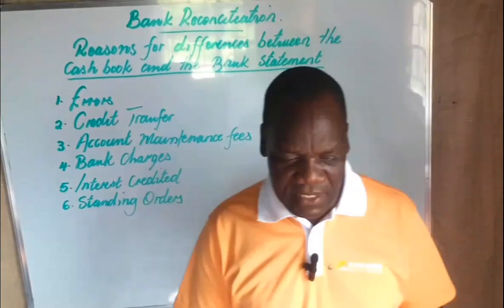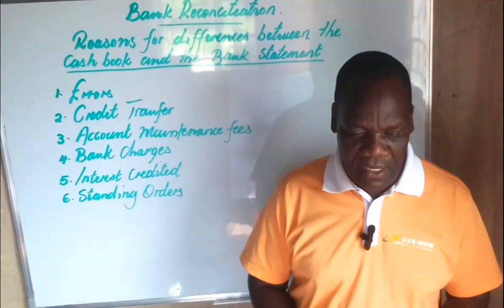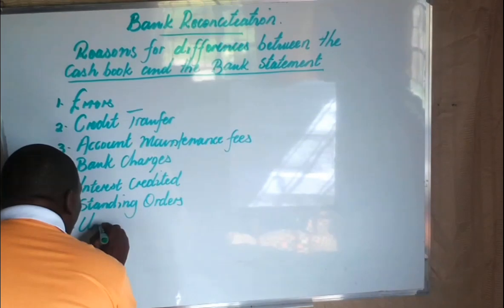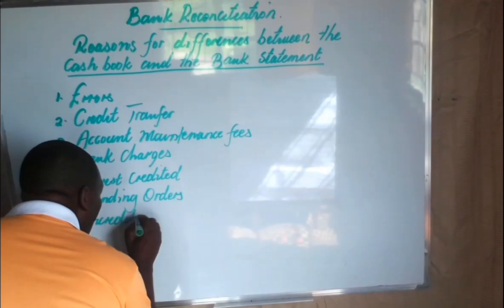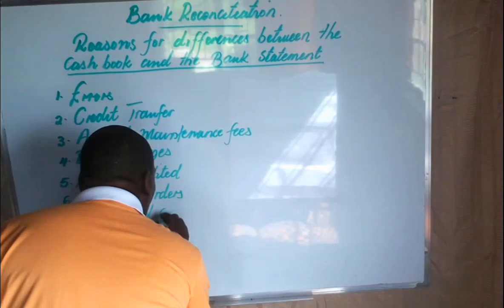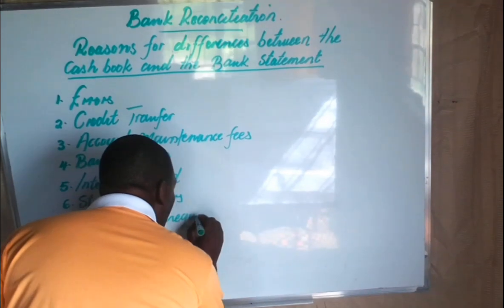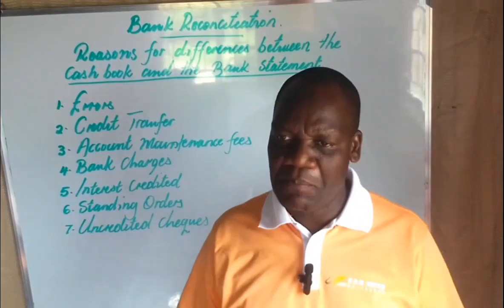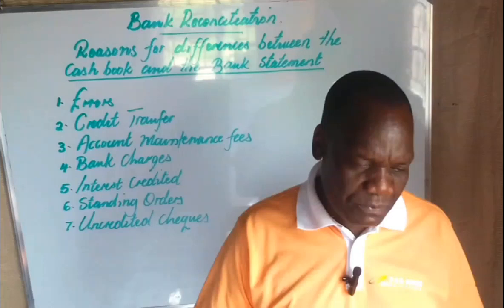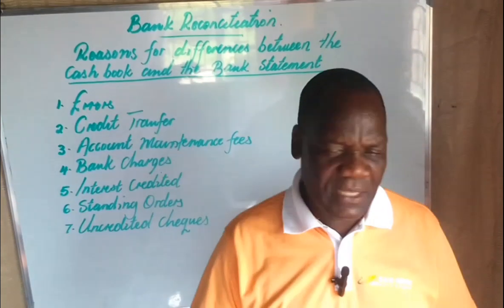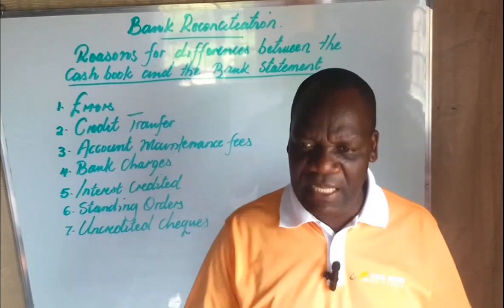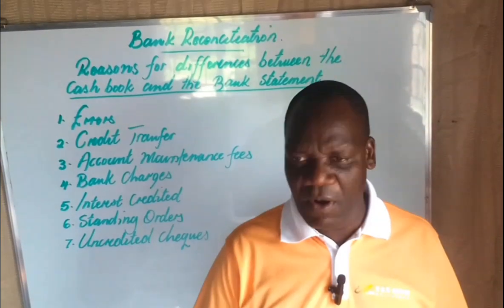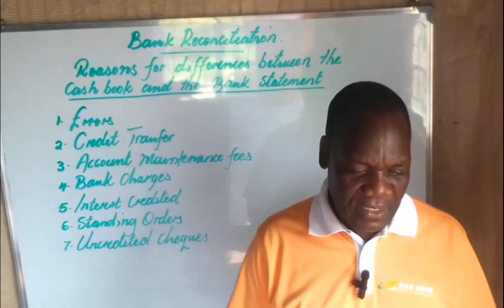The other reason for the difference is uncredited checks. Uncredited checks are the checks that the company has received, entered in the cash book, and deposited in the bank account. But the bank has not yet cleared them. Okay, the monies have not yet reached your account. So such checks are called uncredited checks.